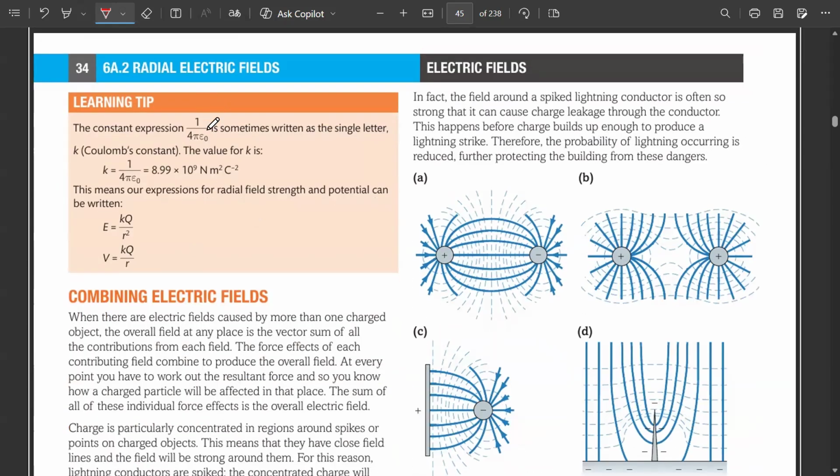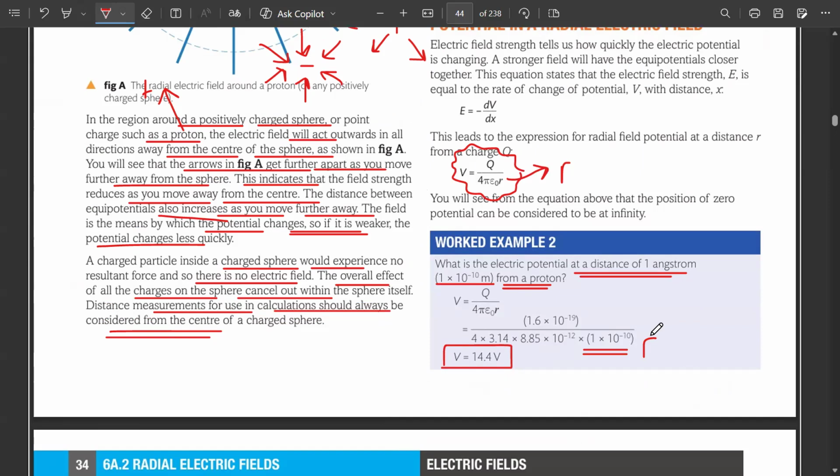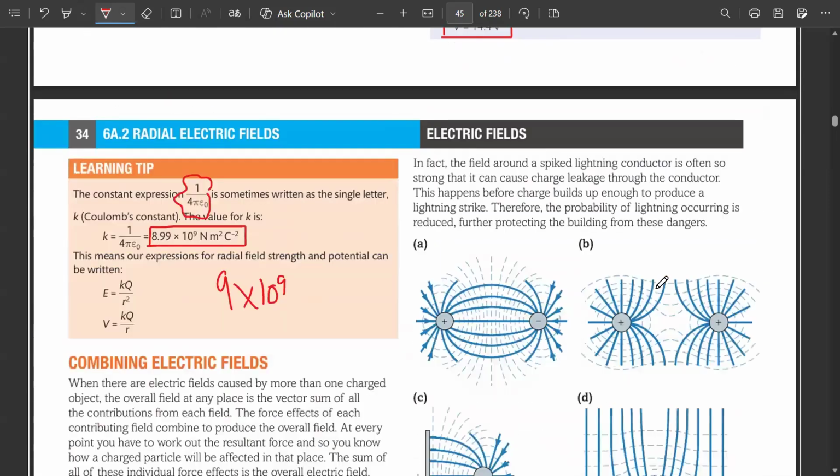This whole thing which we call 1/4π epsilon naught, instead of solving it separately each time, that 1/4 into 3.142 into 8.85 into 10⁻¹², you can also remember its direct full value, which is 9 into 10⁹. Got it? But when you have to show the full working, this is correct. This is how you have to actually show the full working as well.